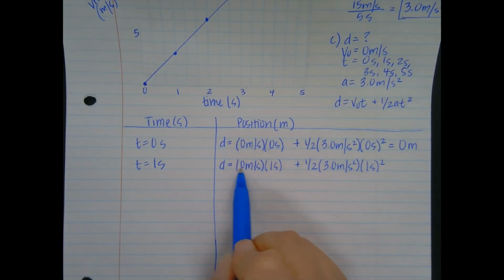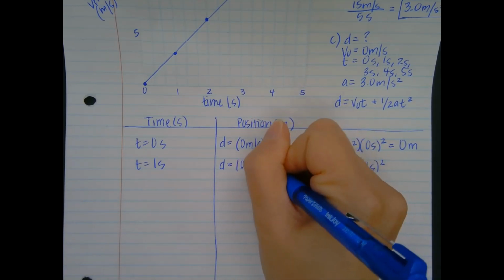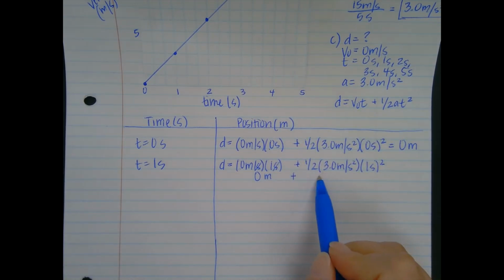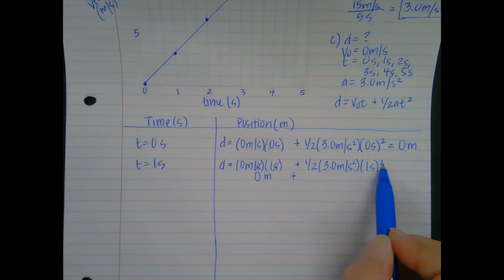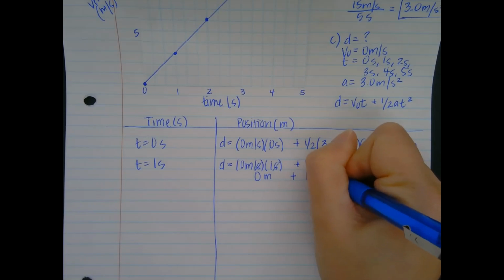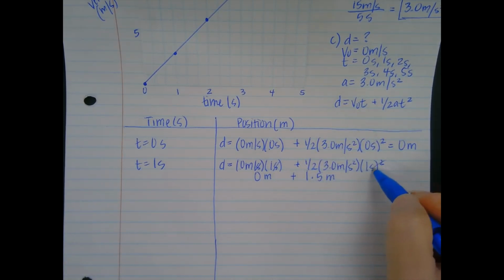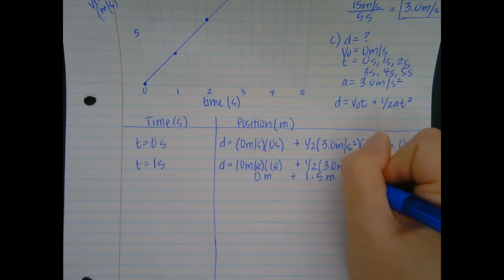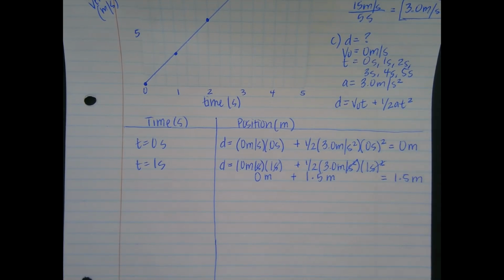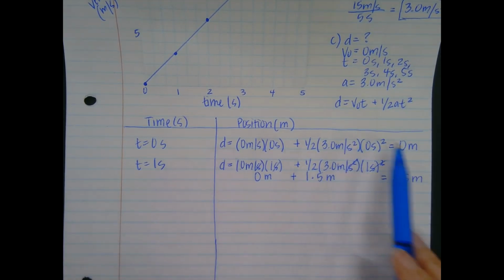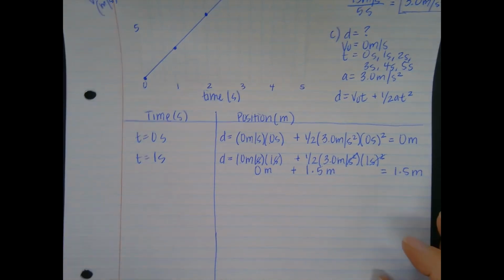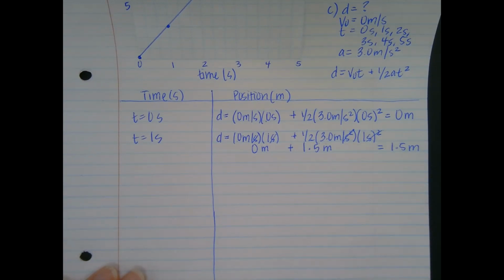Okay, 0 times 1 is 0. Seconds and seconds cancel. So 0 meters plus 1/2 of 3 times 1 second squared. Well, 1 second squared is 1. So then 1/2 of 3 is 1.5 meters. And my second squared and my second squared cancel. So 0 plus 1.5 equals 1.5 meters. So in the first second, this car has traveled 1.5 meters with an acceleration of 3 meters per second squared. So we're just going to repeat this for each second in our data table.